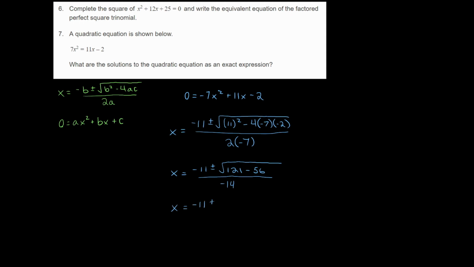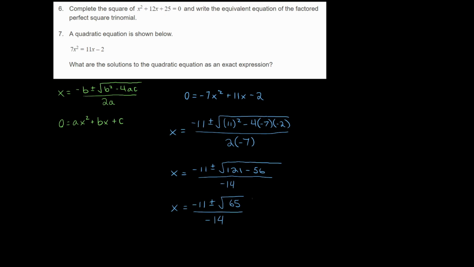Negative 11 plus or minus the square root of what is 121 minus 56. It's going to be 65, if I'm not mistaken. Yeah, 65. So I actually made that radical much bigger than I needed to. I'm going to erase a little bit of that. Okay, over negative 14. And if this were possible to simplify, we definitely want to do that.